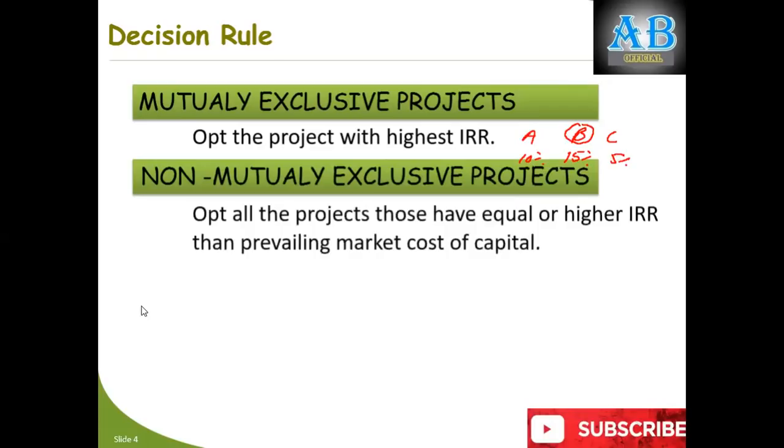Then we have non-mutually exclusive projects. In that case, opt all the projects that have equal or higher IRR than the prevailing market cost of capital, or market interest rate, which is also called. So all the projects that have higher or equal IRR than the market interest rate will be accepted, because we have discussed that there is an inverse relationship between cost of capital and NPV.